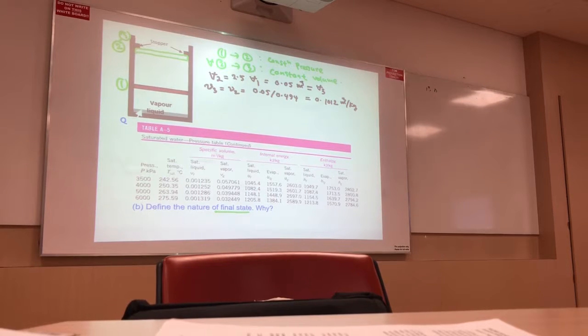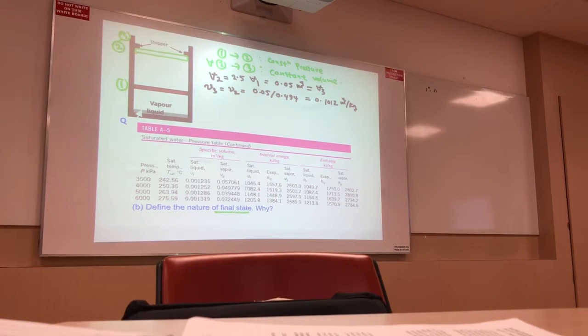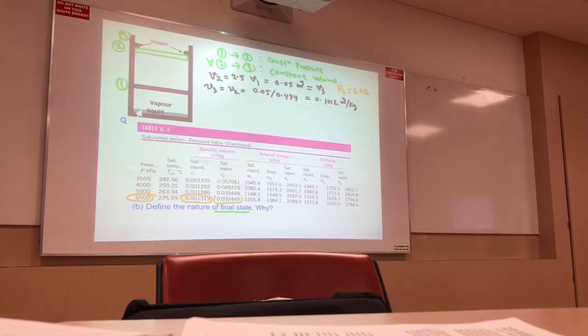Okay, so now you take a look. What is the final pressure? P3 is 6 megapascal. Remember, this is the 6 megapascal. At 6 megapascal, this is the Vf, this is the Vg. Correct? So what we can write? We can write V3 is higher than Vf or Vg with respect to 6 megapascal. Or I can write V3, 0.1012, is higher than 0.032449. So the nature of the state is superheated vapor.